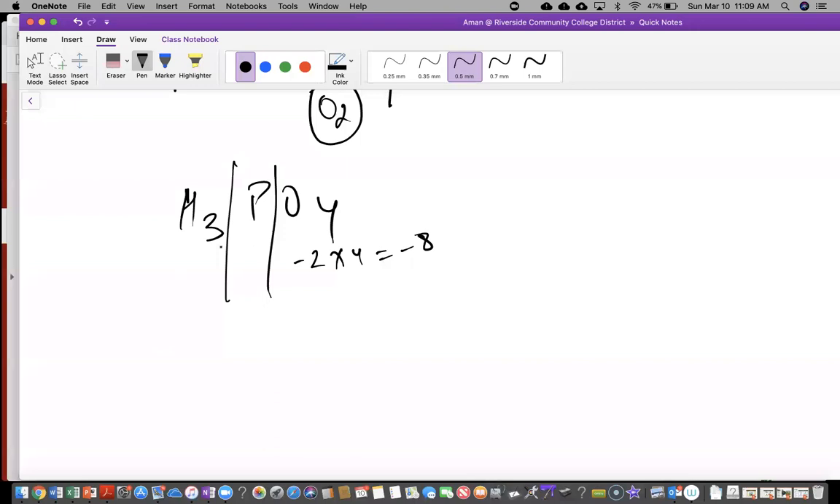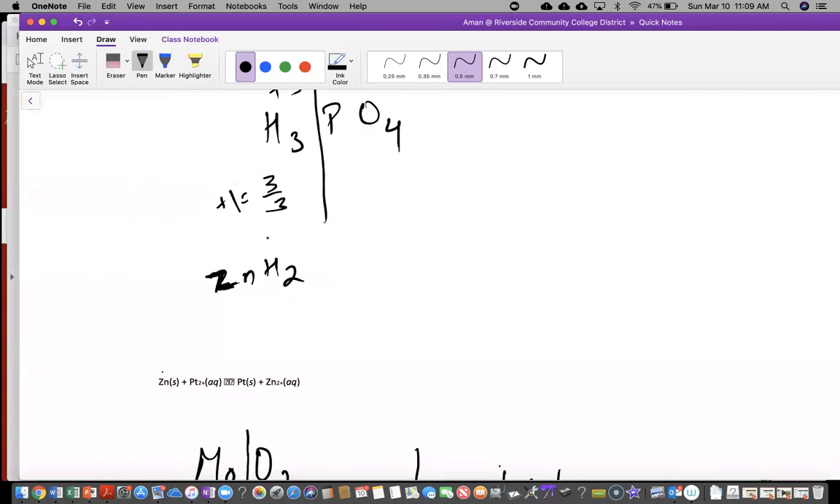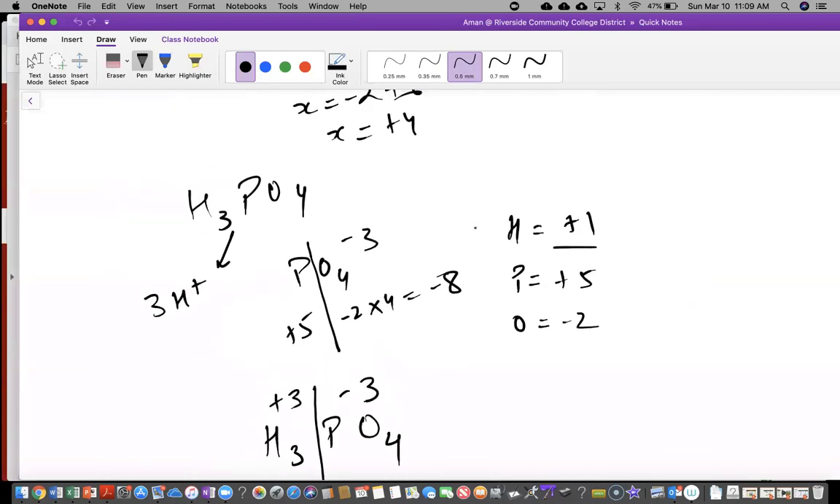So which one should I write first, H or P? H. So H is what charge? +1. And there are 3 of them, so it's +3. So this is +3, this is -8. So P should be what? +5. And you can go back and double check that with the different method that we learned. H was +1, P was +5, O was -2.